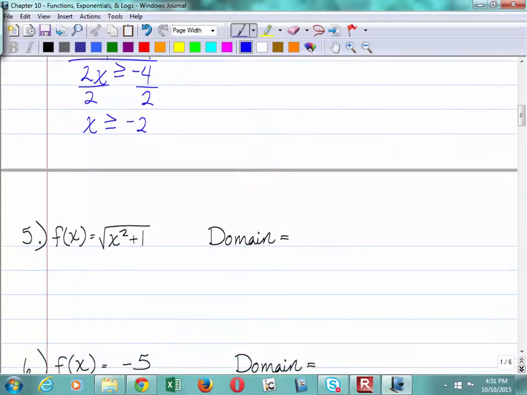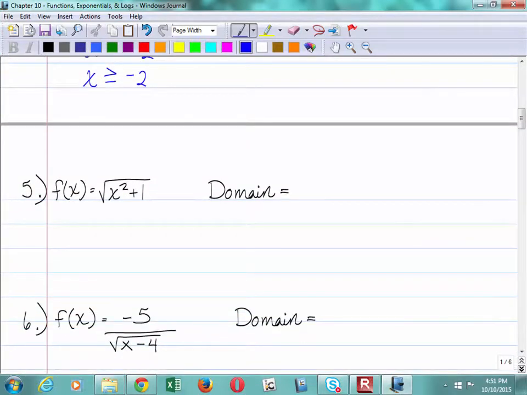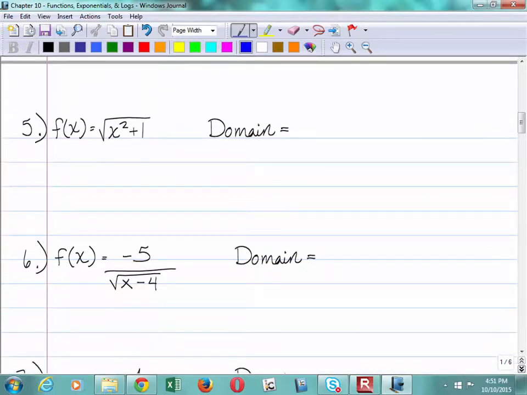Number 5, f of x equals the square root of x squared plus 1. So x squared plus 1 has to be greater than or equal to 0. You could subtract 1 from both sides, so x squared is greater than or equal to negative 1.